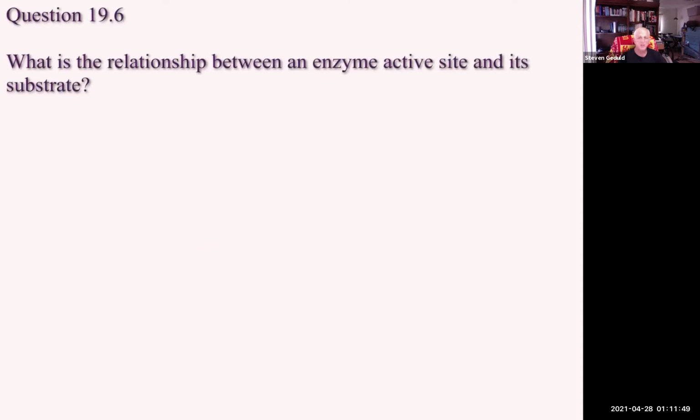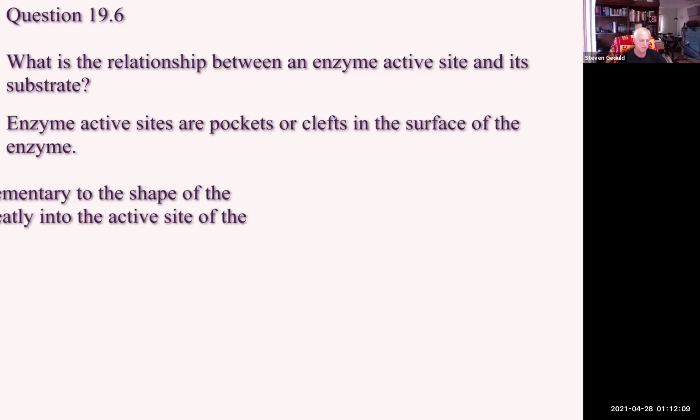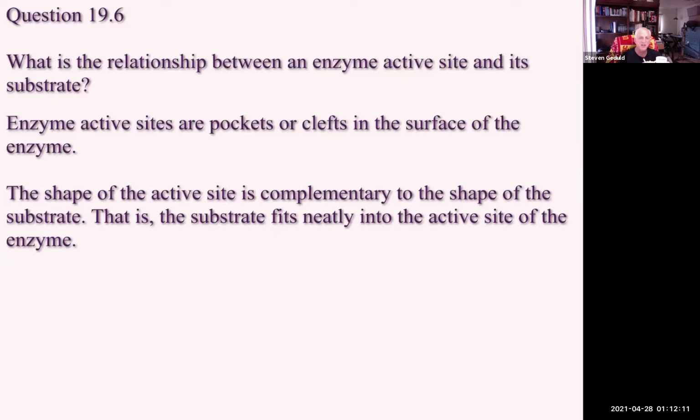What is the relationship between an enzyme active site and its substrate? Okay. The active site is a part of the enzyme where the substrate binds. They have to be complementary to each other. So the enzyme active sites are pockets or clefts in the surface of the enzyme. The shape of the active site is complementary to the shape of the substrate. The substrate fits neatly into the active site of the enzyme. They match and they bond together, and they're held together by weak bonds. They're not covalent bonds.